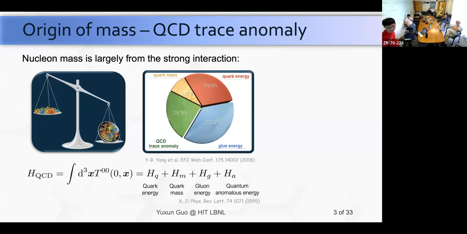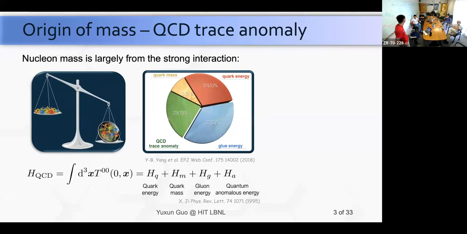And here's a calculation in lattice QCD, actually by the chiQCD group. You can see that there are 4 terms here. The quark masses only take about 10% of the proton mass in the budget, and the quark energy, the dynamic energy, is actually 30%, whereas the gluonic energy is about 40%. And there's a very special term called the QCD trace anomaly term that takes about 23%, which is theoretically 25%, exactly a quarter.